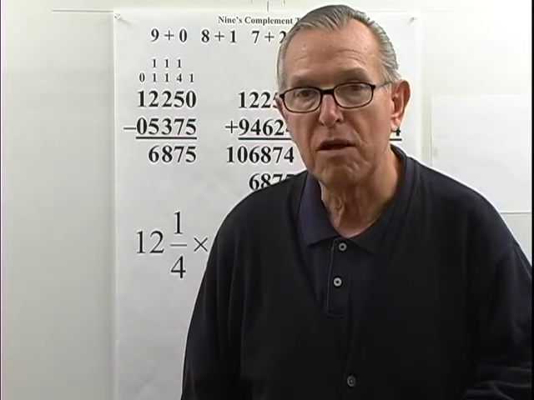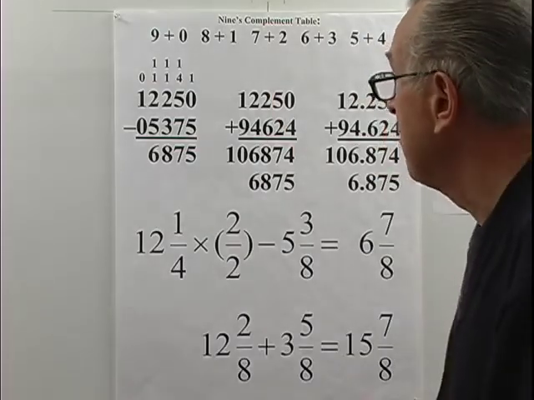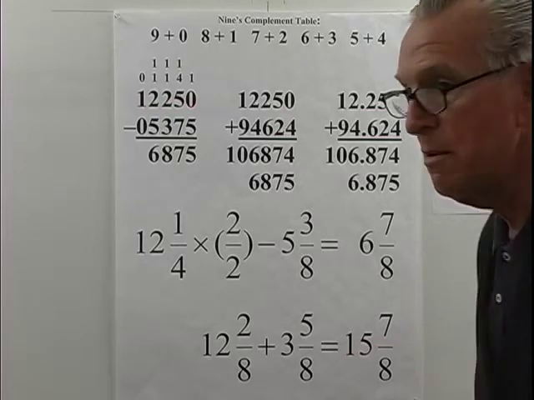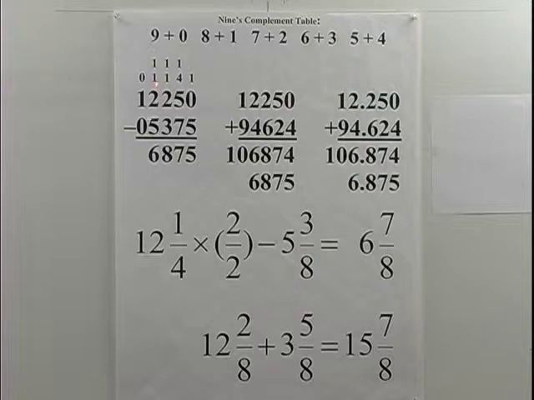We will try the nines complement procedure now on several other problems. From 12,250, I'm going to subtract 5,375. 5 is greater than 0, so I have to borrow 1 from that 5, make it a 4, and this becomes 10.